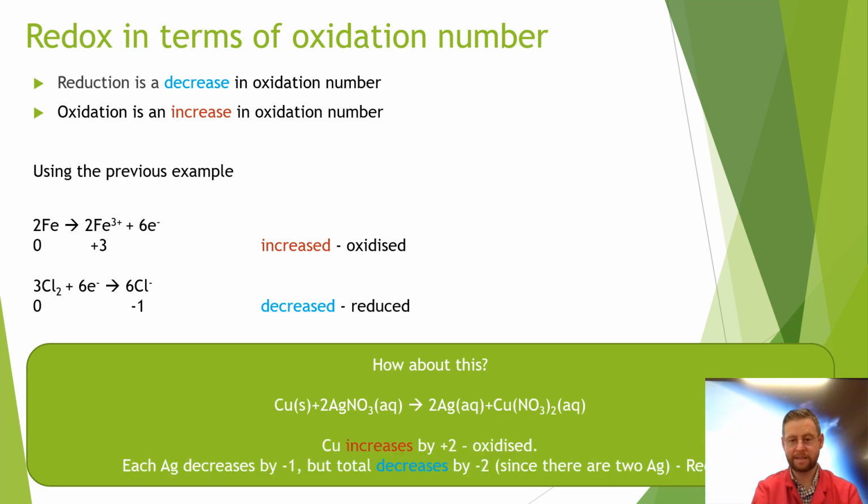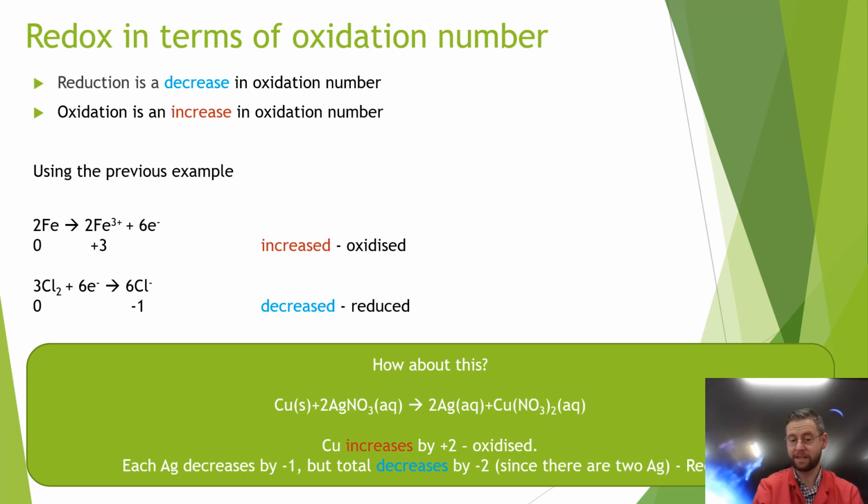Well, the copper is now bonded to 2 of those, so it's increased by +2. Each of the silvers has decreased by -1, but because there's 2 of them, it means the total decrease is -2. It means the copper is oxidized, the silver is reduced, and combined, there's been no net change in the oxidation number. Now, why should there be no net change? Well, basically the electrons given by one are the electrons accepted by the other. It should always equal 0 when we have neutral products.